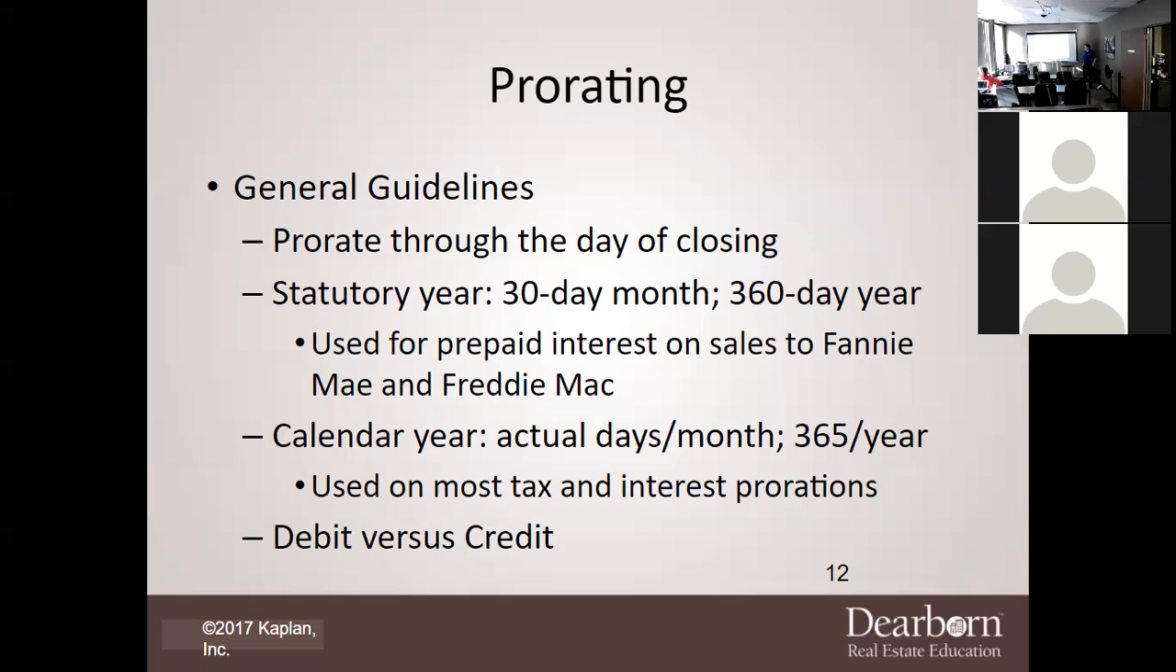Now, Mr. Grossman, question for you. You've been to a closing. I know Mr. Travis has been to a closing too, but you've recently been to one. What's this whole thing about debit or credit?